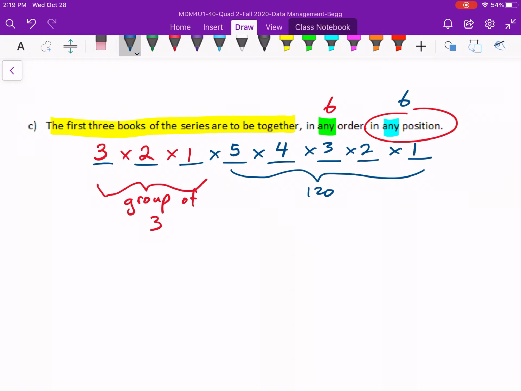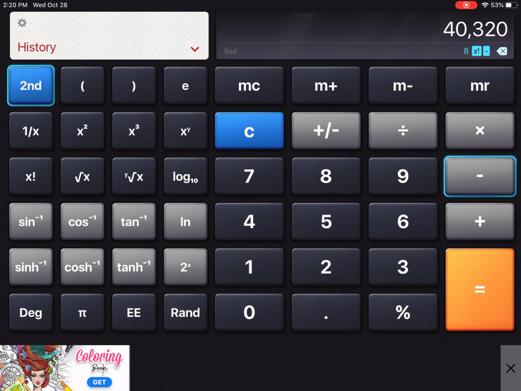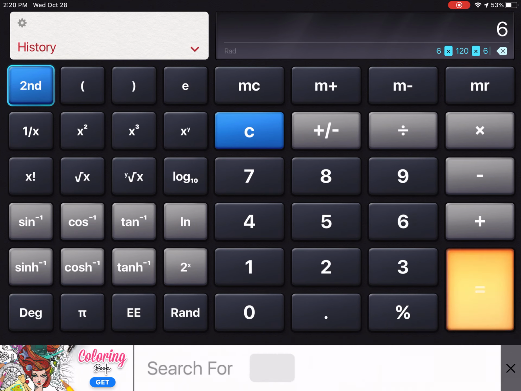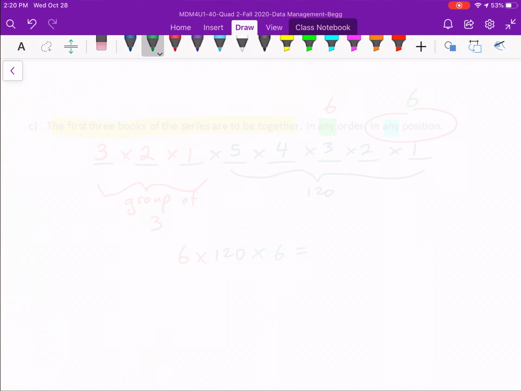So we've got the 6 arrangements of the first 3 times the 120 arrangements of the other 5. But remember, they could be in any position. I should have done that in a different color. I'm going to change it now. Let's make it green. But then I can have them in any position, so that gives me 6 more options. So 6 times 120 times 6 equals 4,320.